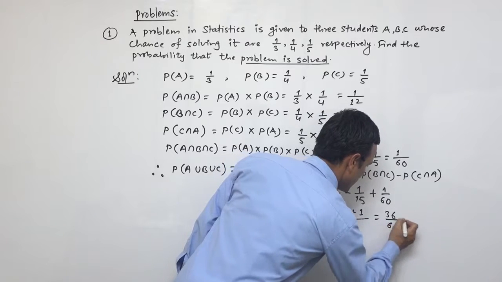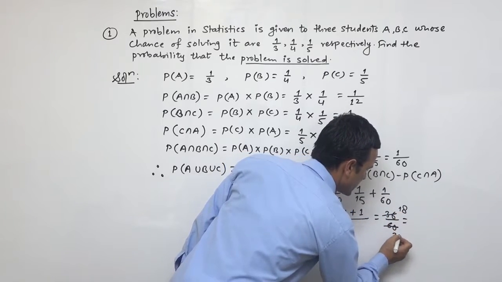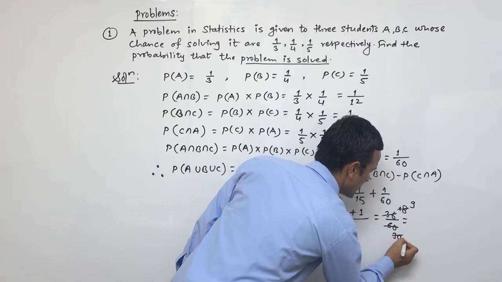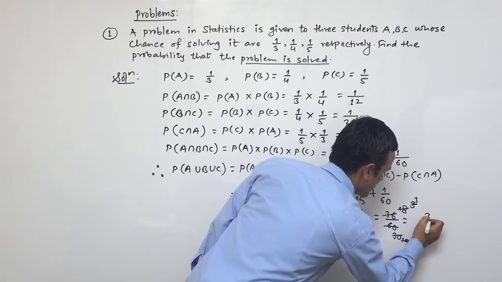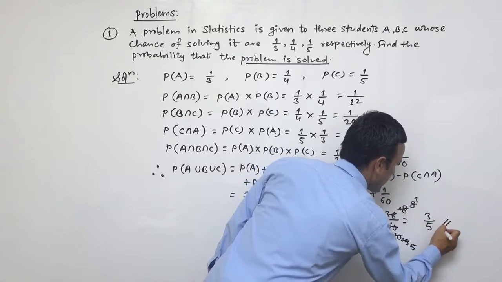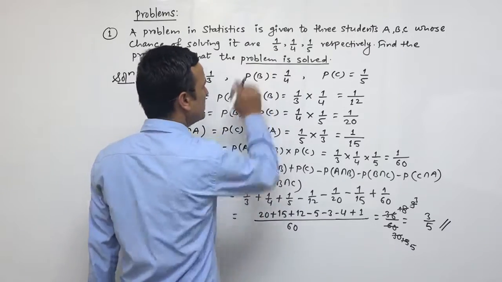36 upon 60. When you cancel it, we get 2 18s are 36, 2 30s are 60, 2 9s are 18, 2 15s are 30, and 3 3s are 9, 3 5s are 15. So that's why we write down 3 by 5 as the answer. So this is the required solution for this problem.